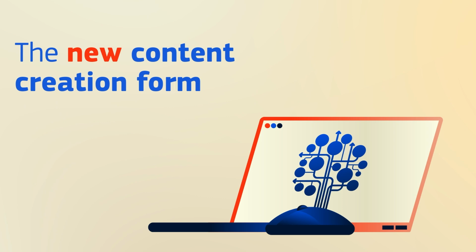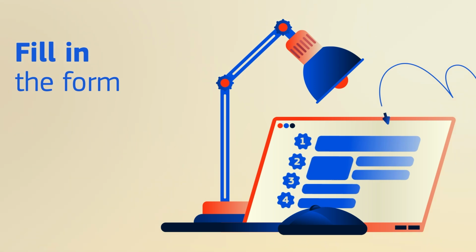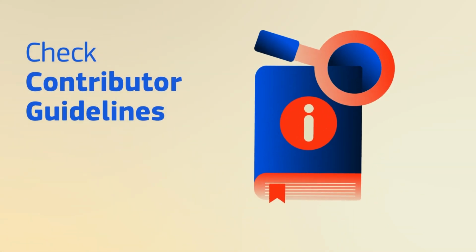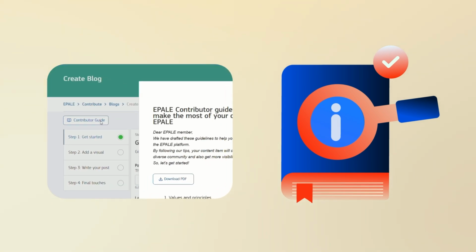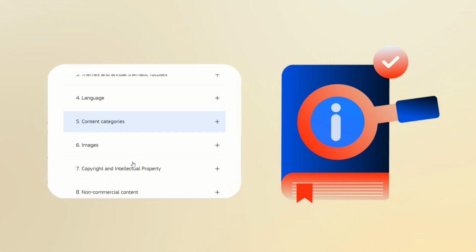Let's go through the content creation form. It follows the same structure for all content types. However, some steps vary depending on the type of content you are creating. Let's look at each case step by step. Before you start creating your content, make sure you check the contributor guidelines in the top left corner of the page to ensure your content complies with guidelines.